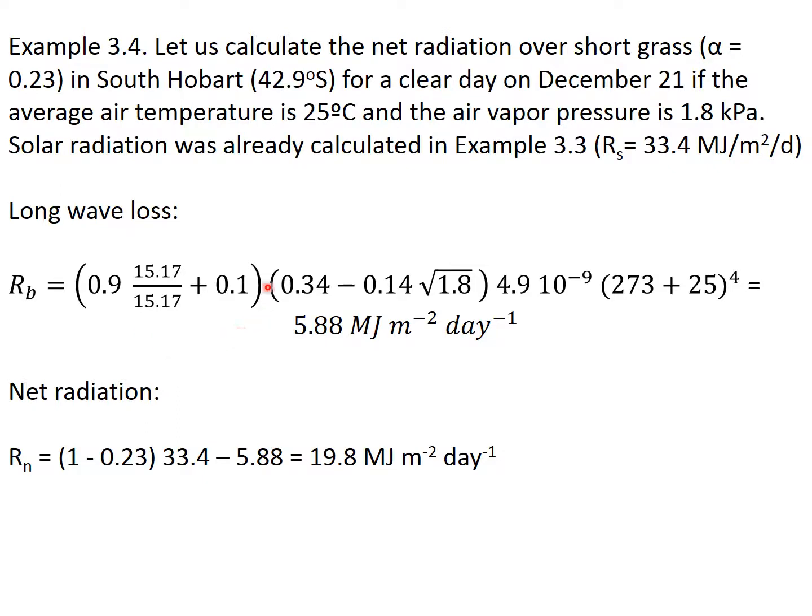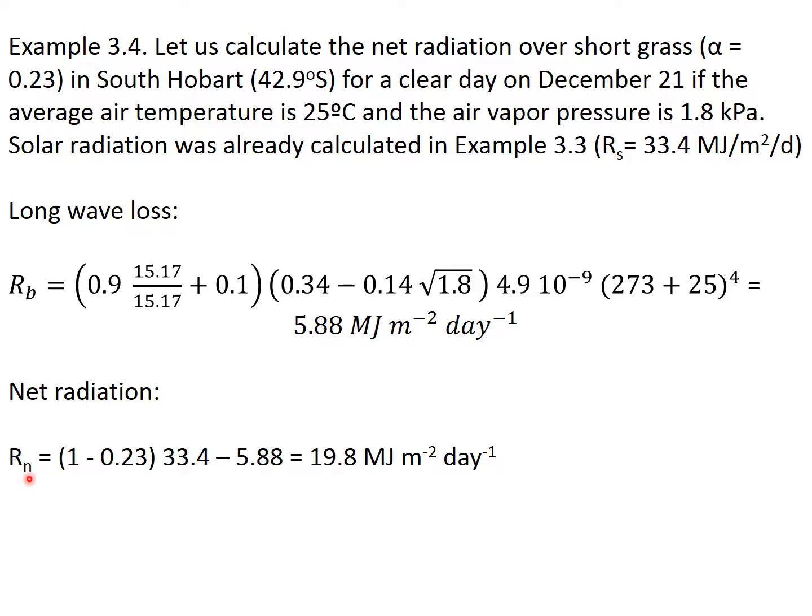First, we have the component of cloudiness, and here we have the ratio of hours with sunshine over total day length. As it is complete clear sky conditions, this ratio is equal to 1. Then here we have the vapor pressure, and here we have the mean temperature. We come up with a value of 5.88 megajoules per square meter per day. That is the loss of long wave radiation.